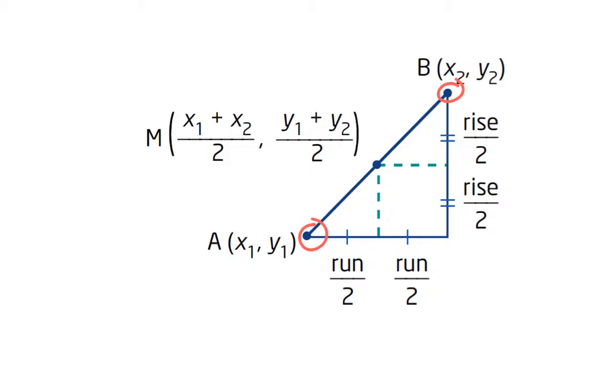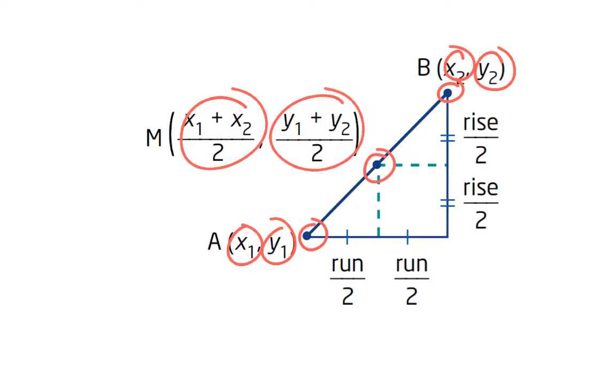How would you calculate the midpoint of this line segment, which lies directly in the middle of this line segment? You would take the x-coordinates of the endpoints, add them up, then divide by 2. Then you would take the y-coordinates of the endpoints, add them up, and divide by 2. And that would give you the coordinates of the midpoint.